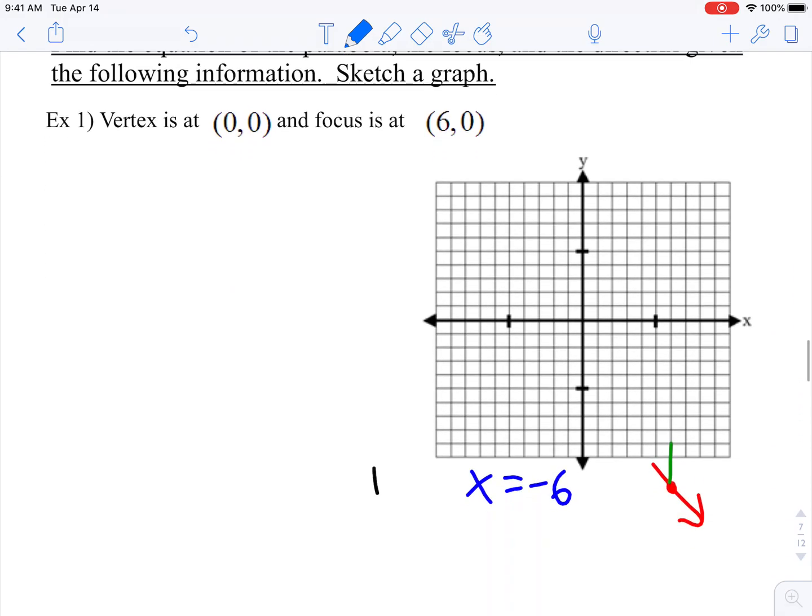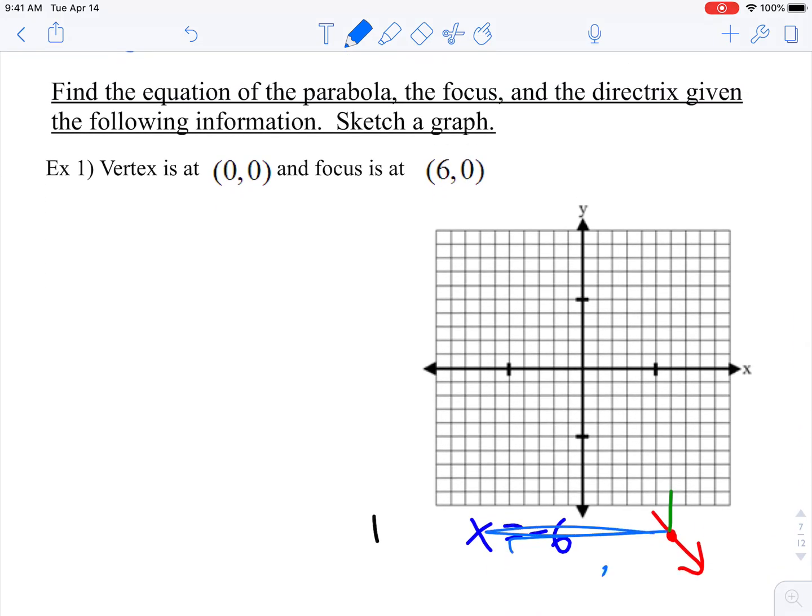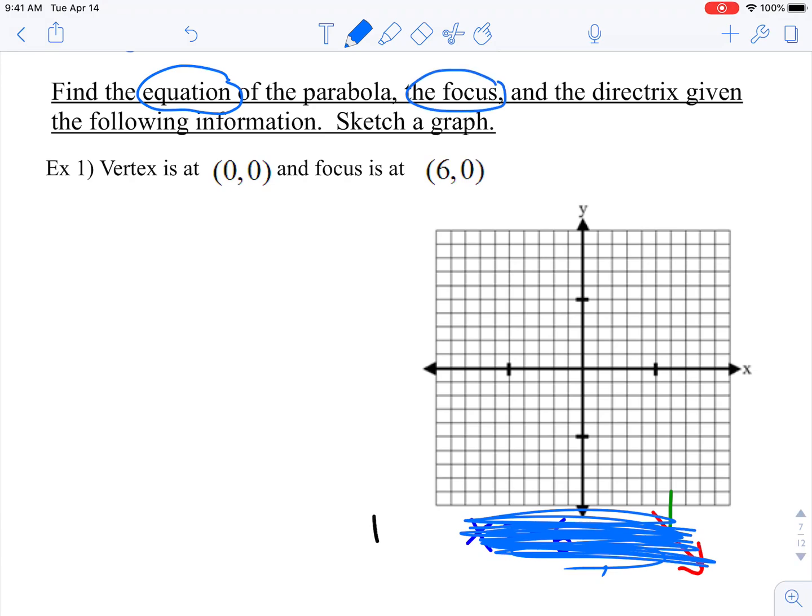Okay, so as we look at this first example, our job here, I apologize, that wasn't scribbled out. Okay, so in our first example, I want you to write the equation of the parabola. We're going to identify the focus and the directrix, so these new key parts, and we're going to sketch the graph.